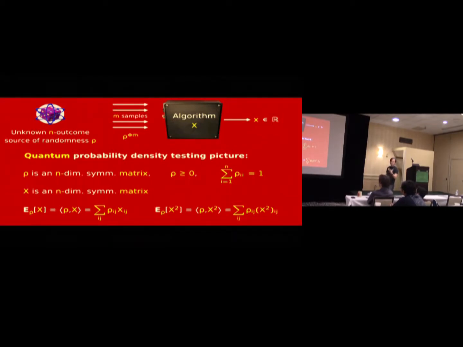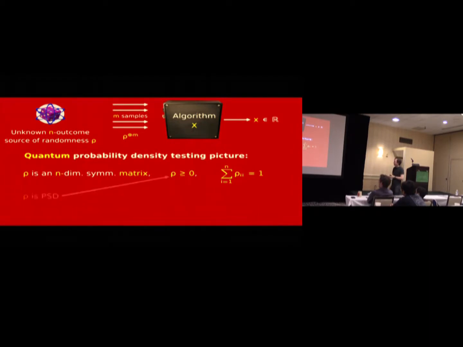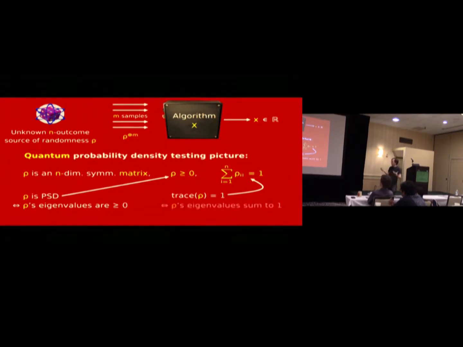Particularly rho, the unknown state that we're trying to learn or test. So a symmetric matrix rho counts as an example of a state if it has two properties. The first one is saying that rho is PSD, which is equivalent to saying that rho's eigenvalues are non-negative. Rho being symmetric or Hermitian has real eigenvalues. The second condition, if you know a little linear algebra, is saying that the trace of rho is 1, which is equivalent, as it turns out, to saying that rho's eigenvalues sum to 1. So this is great.